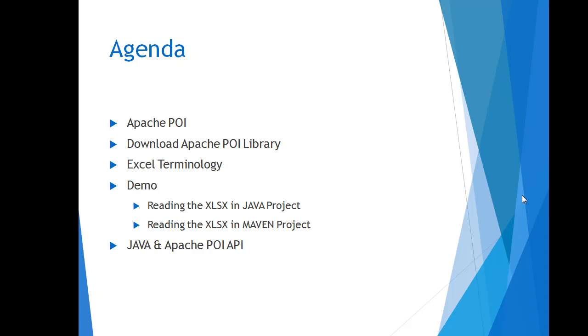We will focus on Apache POI and what the download link for the Apache POI library is, what the Excel terminology is, and a demo on how we read XLSX in a Java project, how we read XLSX in a Maven project, and a walkthrough of Java and the Apache POI API.